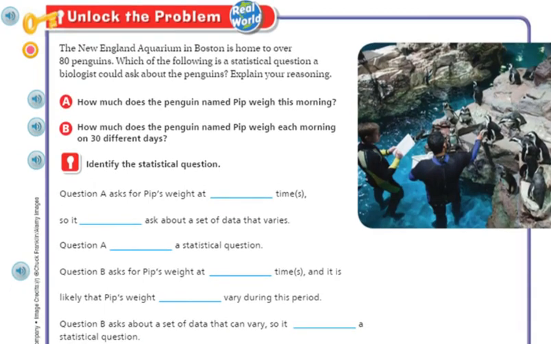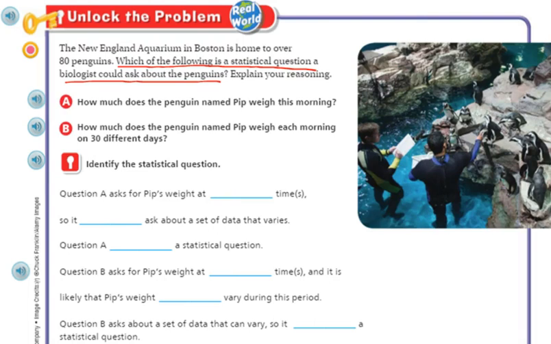All right, unlock the problem here. The New England Aquarium in Boston is home to over 80 penguins. And I actually went there last winter. That's a great aquarium to visit, and they have quite the penguin population. Which of the following is a statistical question a biologist could ask about the penguins? All right, so we're underlining what we're trying to do here, and we're trying to determine which of the following is a statistical question, and we'll have to really explain some of our reasoning here.